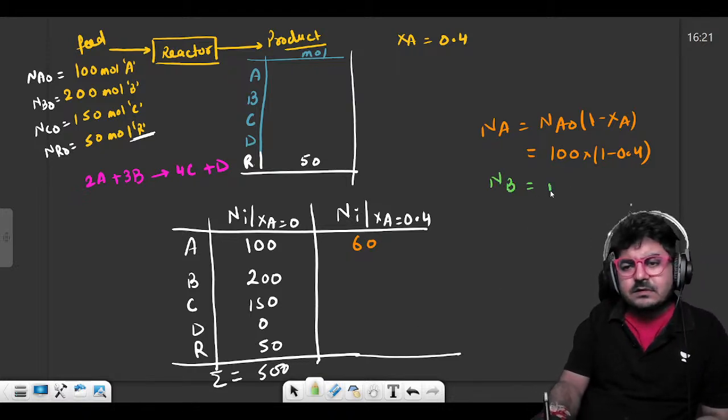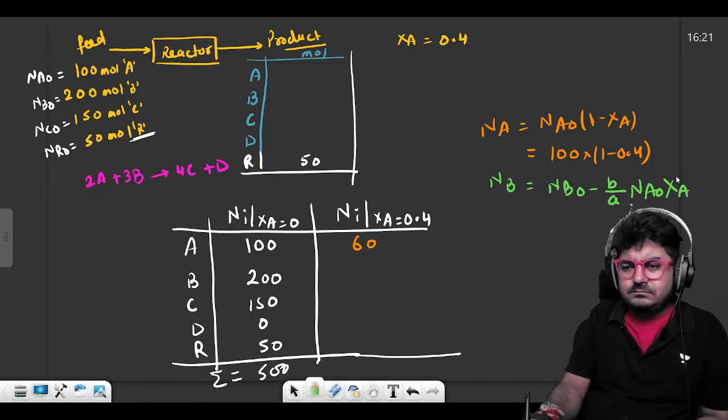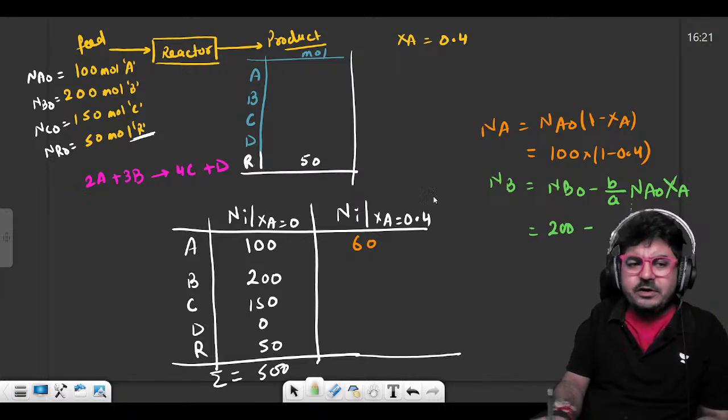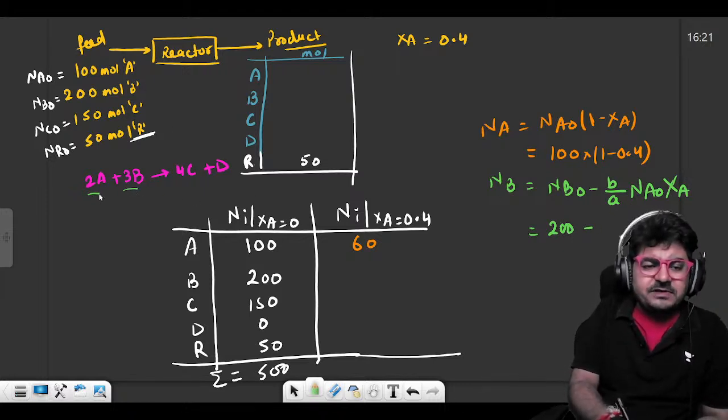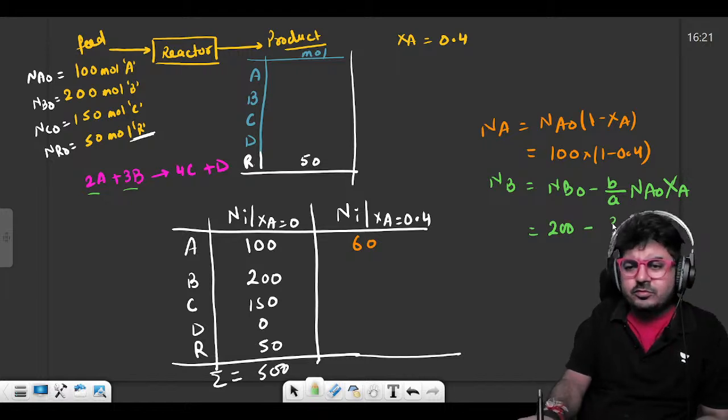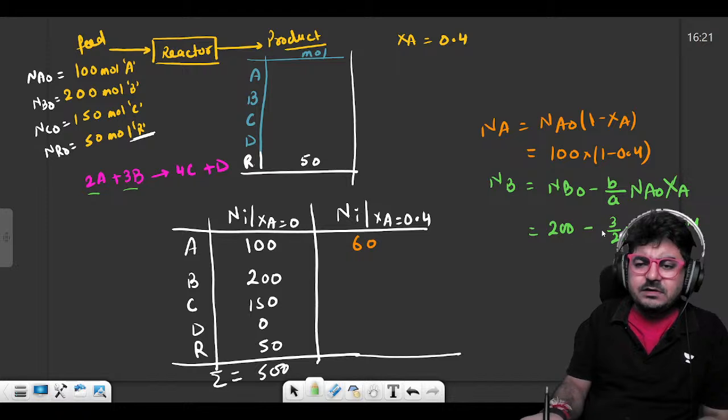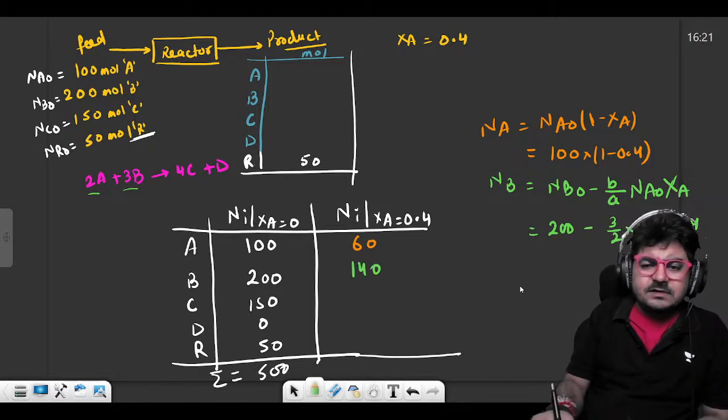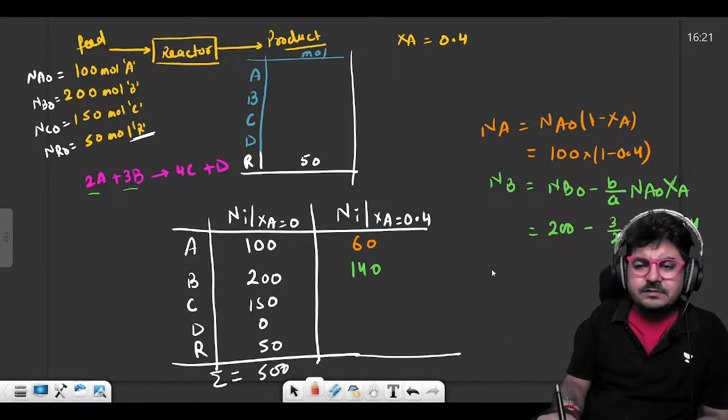That is Nb naught minus B by A times Na naught into Xa. Here you can put the values. Nb naught is 200. B upon A means the ratio of stoichiometric coefficients, 3 upon 2, into Na naught 100 into Xa 0.4. So you can see it will be 200 minus 60, which is 140. Correct? The same way you can calculate for C.